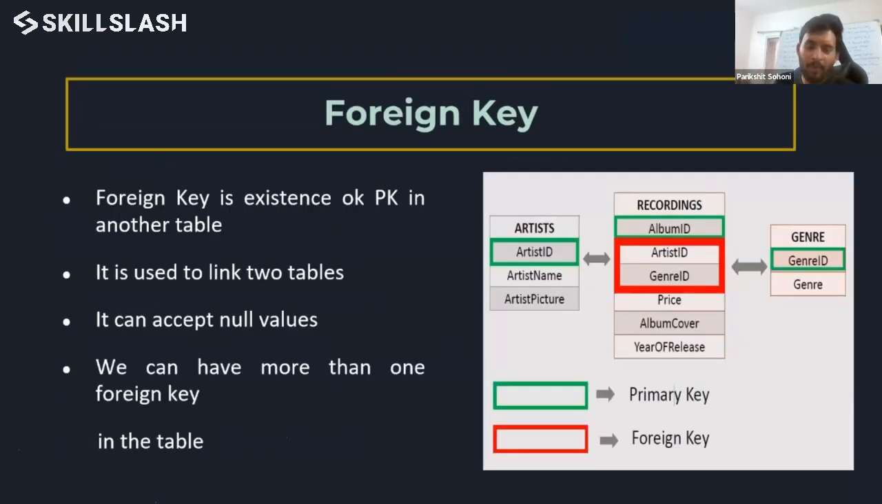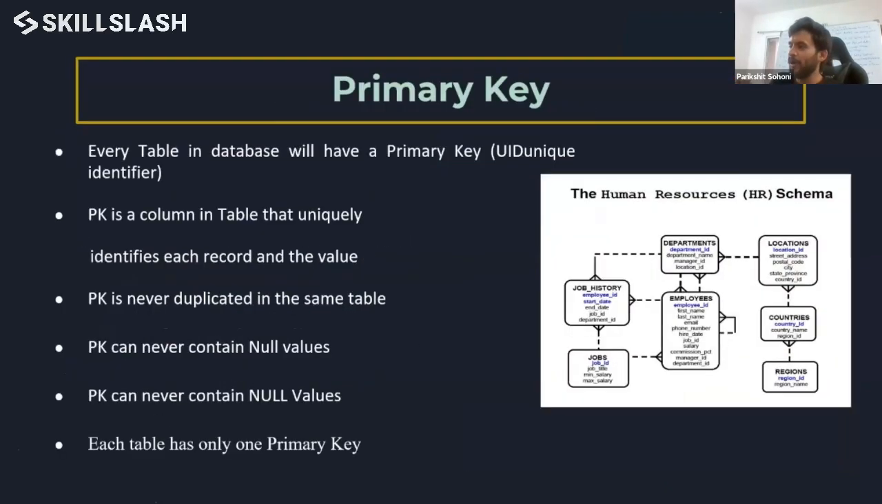Again, a foreign key is an existence of a primary key in some other table. It is used to link two tables together. It can accept null values, and we can have more than one foreign key in a table. Going back to my schema here, in my employees table the primary key is employee ID, just one primary key. But look at how many foreign keys I have: my manager ID, my department ID, and the job ID, which are all primary keys in different tables spread in my database.